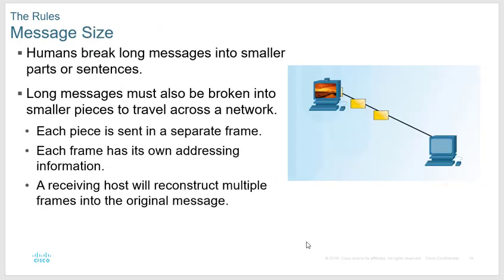Obviously we need to break long messages up into smaller parts, or sentences, or paragraphs. So long messages must also be broken down. Each piece is broken down into a separate frame, and each frame has its own addressing. So when we're sending those pieces out on the line, we send frames, and each frame has its own addressing. And just like a letter from the post office, it has all the addressing, even if it's not required.